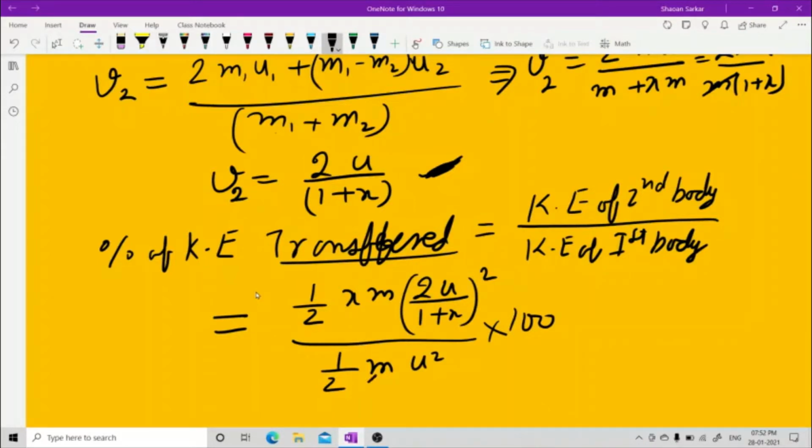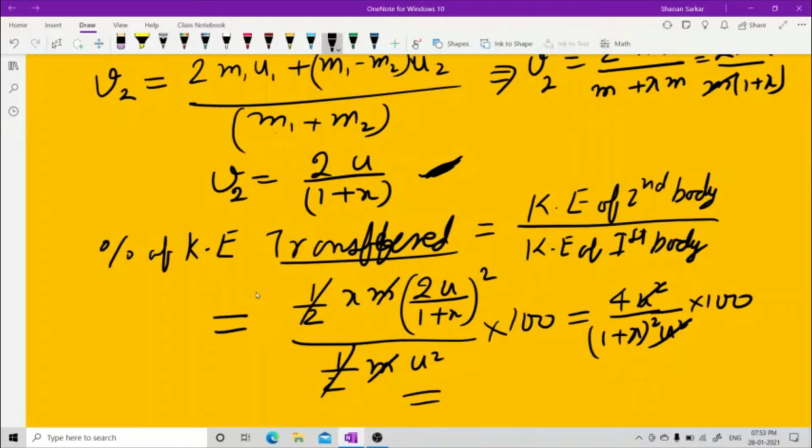As you see, m and m will go, half and half will go, and then what are you left with? You are left with 4u square upon (1 plus x) whole square into u square into 100. So this u square cancels out. What you are left with now is x on the top: 4x upon (1 plus x) whole square into 100.